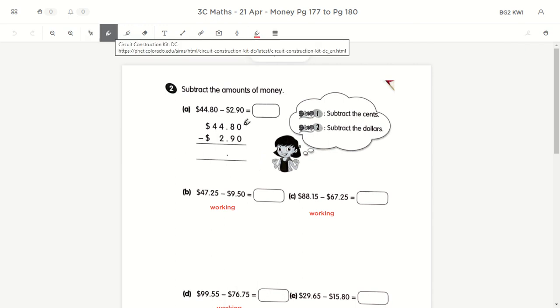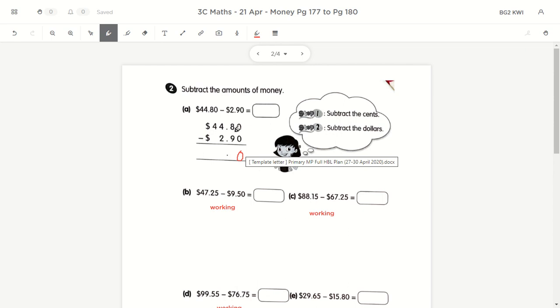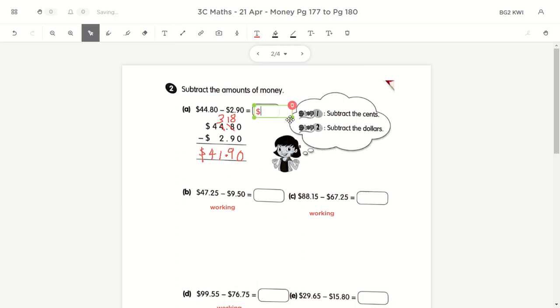$44.80 minus $2.90. 0 minus 0 is 0. 8 cannot minus 9, so I regroup from the 4. I get a 3. 8 becomes 18. 18 minus 9 gives me 9. Decimal point is there. 3 minus 2 is 1. 4 minus nothing is 4. So remember the dollar sign because we're doing money here. So the answer is very straightforward. $41.90.